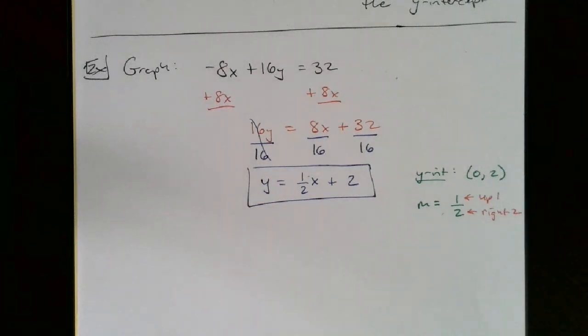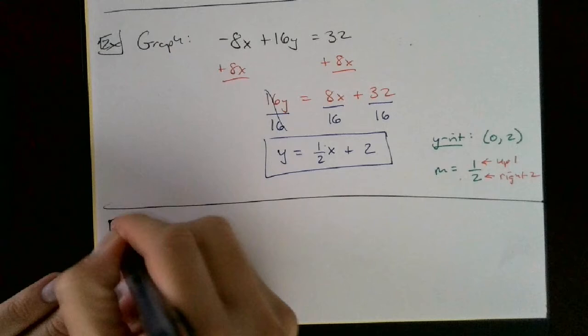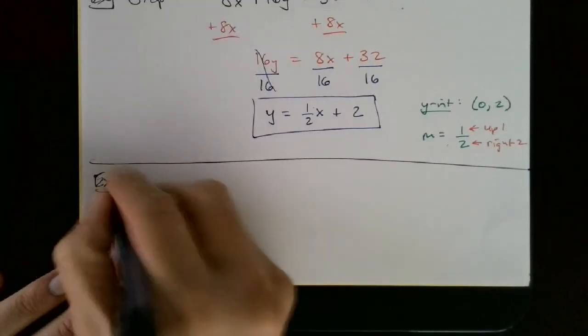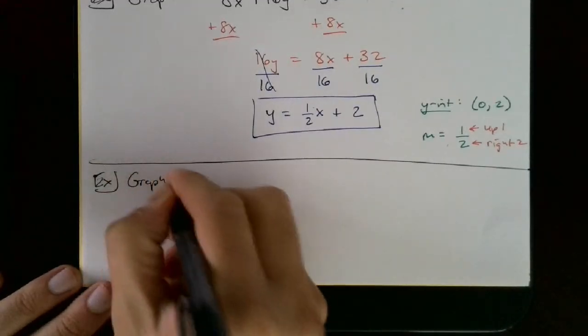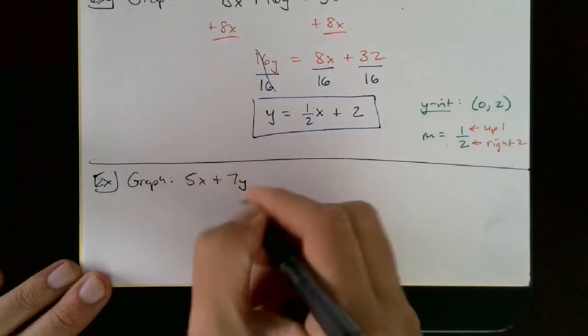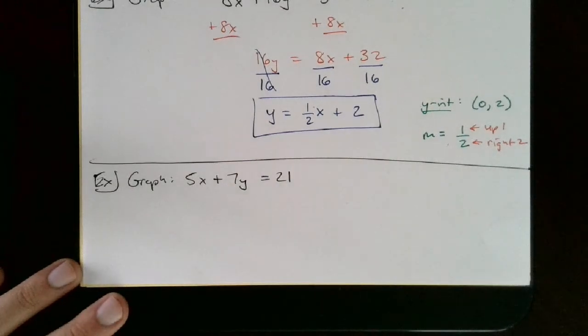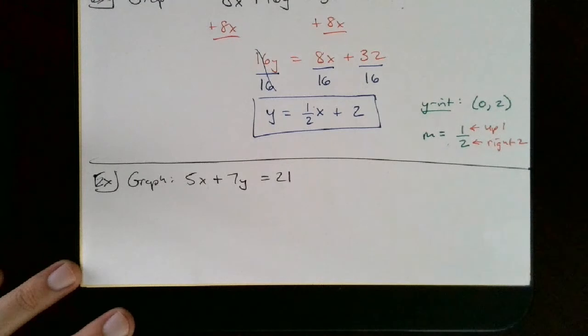So the next one we'll look at, if we said to graph 5x plus 7y equals 21. Now you might want to try this on your own first just to make sure that you know how to do it. So I'm going to pause the video here, and you can try to complete this on your own.